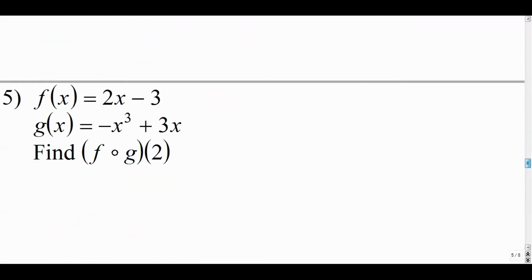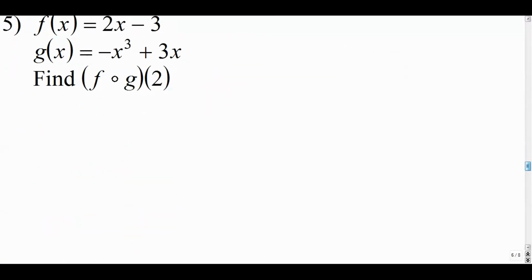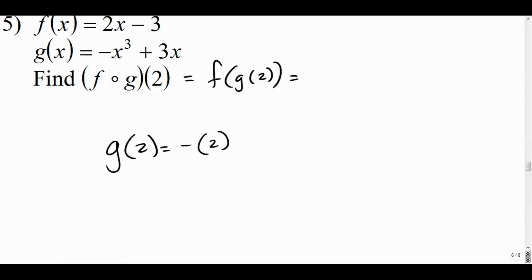Number 5, we want to find f of g of 2. So again, I'm going to find g of 2 first, and we'll work from the inside out. I'm going to replace the x's with 2. What I'm doing here is finding g of positive 2 in that function, and I get negative 8 plus 6, which is negative 2. So g of 2 is negative 2.